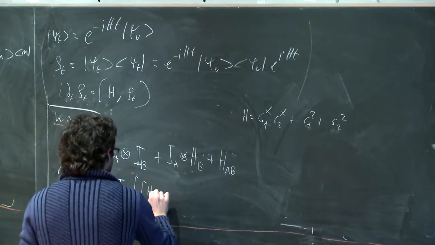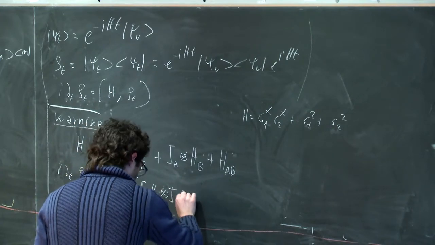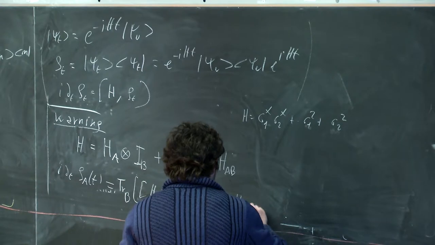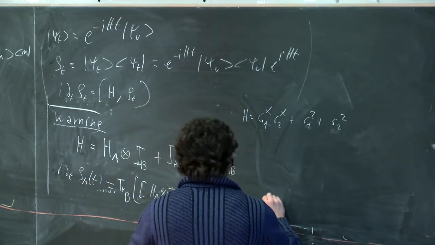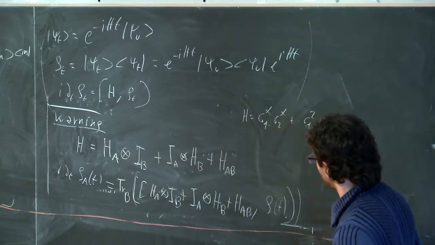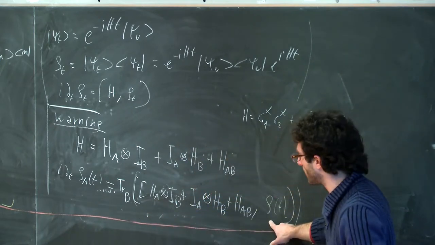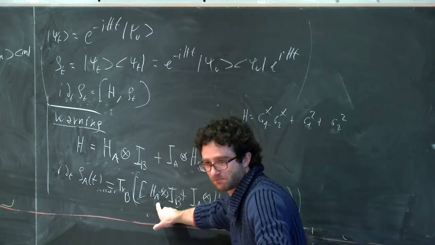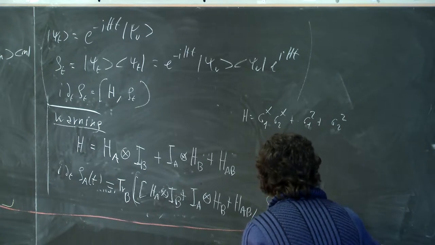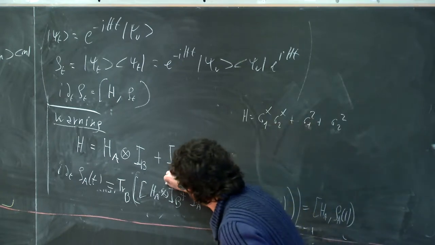Here you have the commutator between H_A plus H_B plus H_AB and rho of t. Now, when you consider this term, you have the commutator between H_A and rho, and then you have a trace over B. H_A doesn't act on B, so you can move the operator outside the trace. And so here you find that it's equal to the commutator of H_A with rho_A of t, and this is the first term.